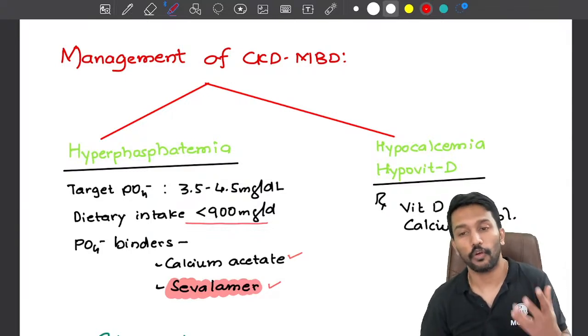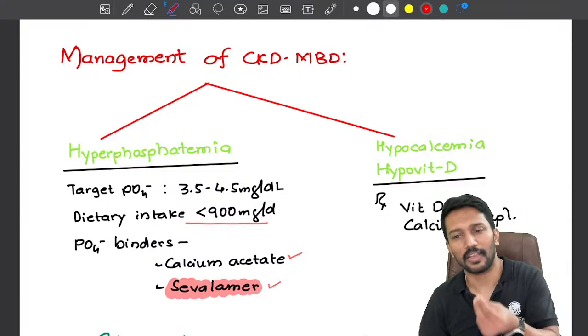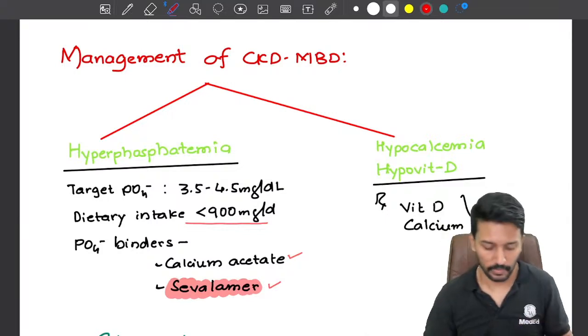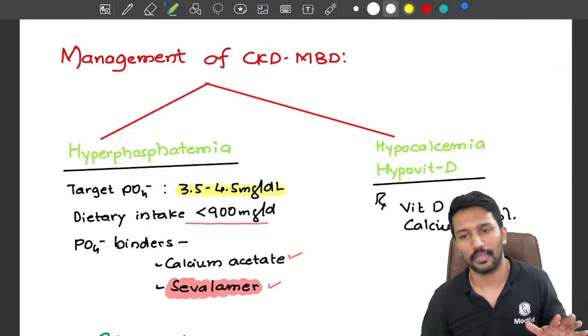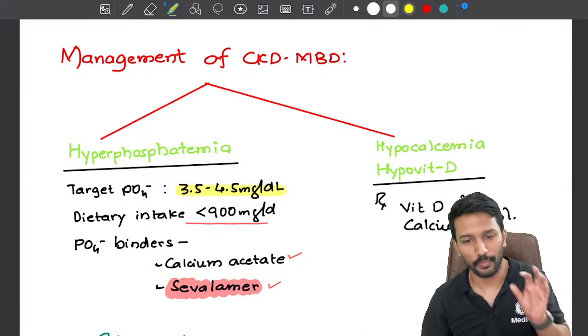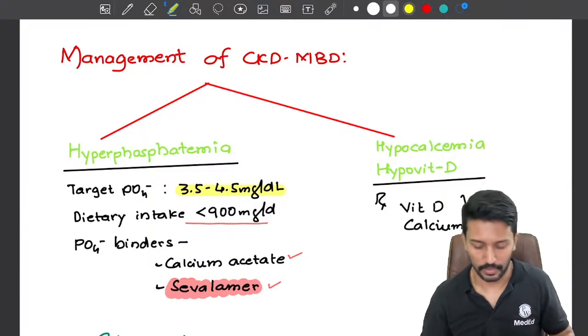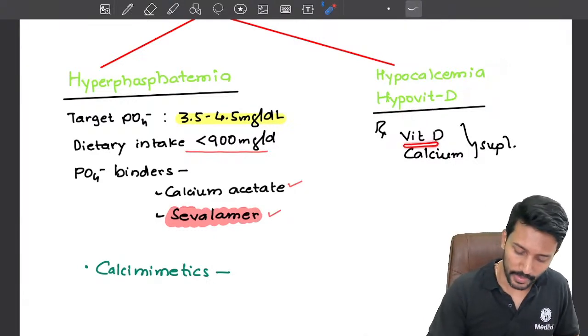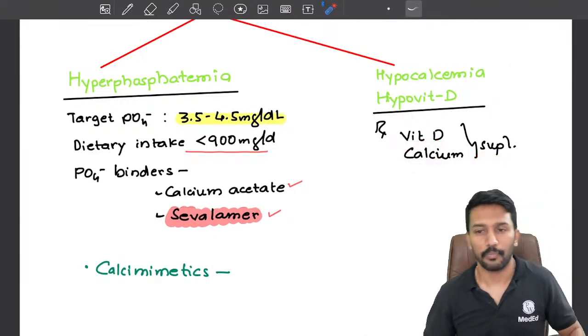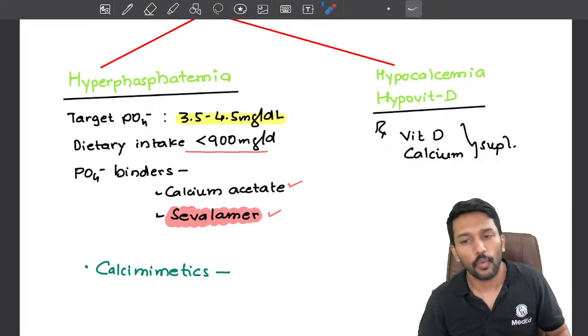And what are the target phosphate levels, right? We need to maintain a target phosphate level. What is the target phosphate level? The target phosphate level is 3.5 to 4.5 milligrams per deciliter. Okay. So you should maintain that so that the bone health is unaffected. Second, because there is hypocalcemia and vitamin D deficiency, you can give vitamin D and calcium supplementation. Okay. What else can we do?